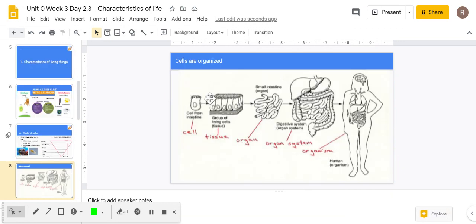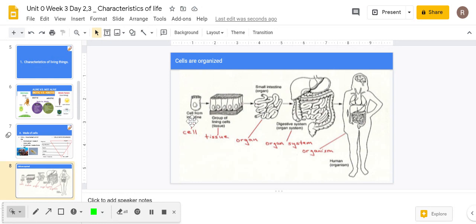So if I start off with one cell in my intestine, let's say, right next to my stomach, an intestine cell. When a bunch of intestine cells come together, they make the lining for my intestine. They group together and form a tissue, the lining of my small intestine, for example. When all those cells come together as a tissue and those tissues then come together, we form an entire organ. For example, this would be the small intestine.